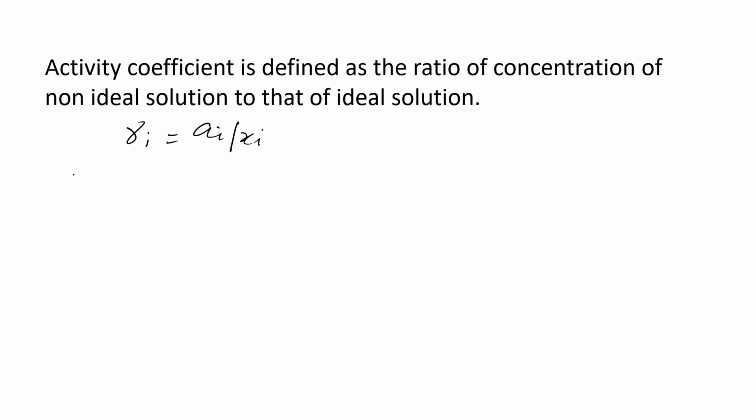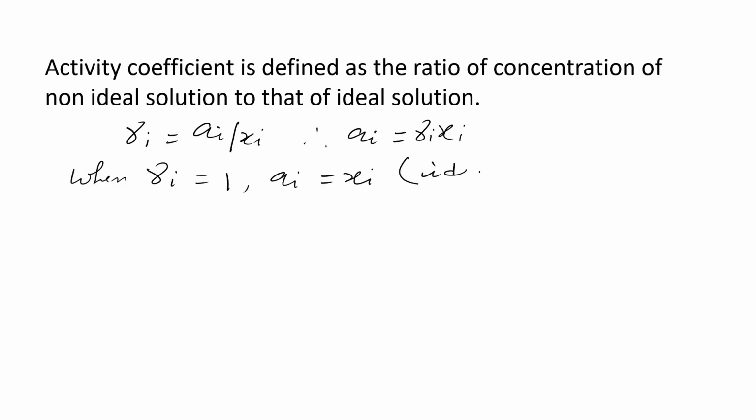Now, see the situation when gamma i is equal to 1. So from here, therefore, we can write ai is equal to gamma i into xi. So when gamma i is equal to 1, then ai is equal to xi. That means effective concentration or effective mole fraction and actual mole fraction are the same. That indicates the ideal solution. This indicates ideal solution.